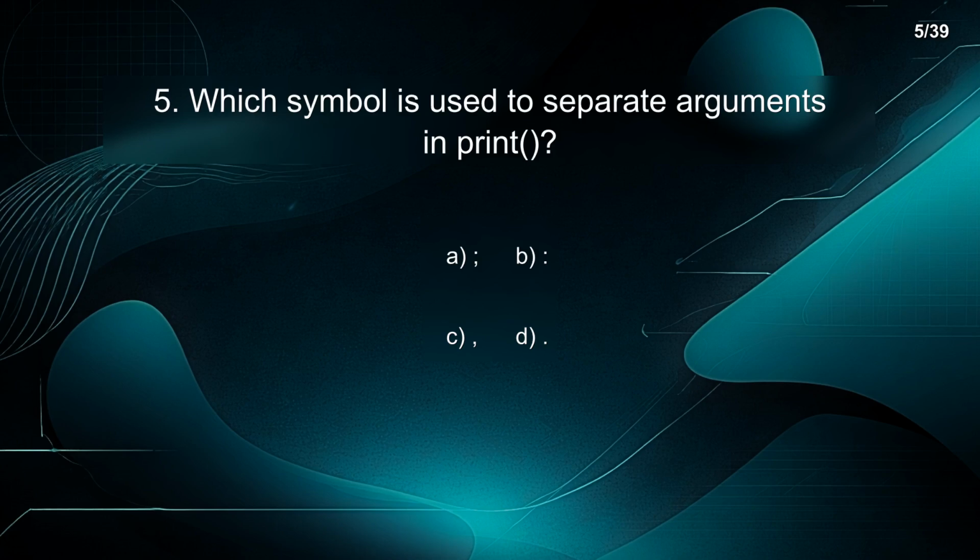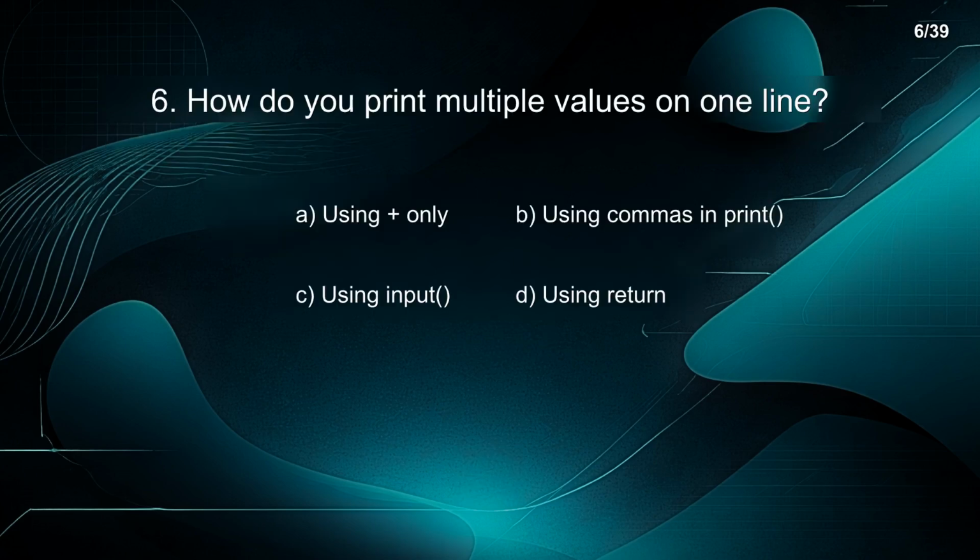Fifth question. Which symbol is used to separate arguments in print? Correct answer is C. Sixth question. How do you print multiple values on one line? A. Using plus only. B. Using commas in print. C. Using input. D. Using return. Correct answer is B. Using commas in print.